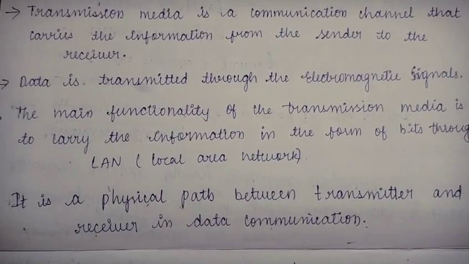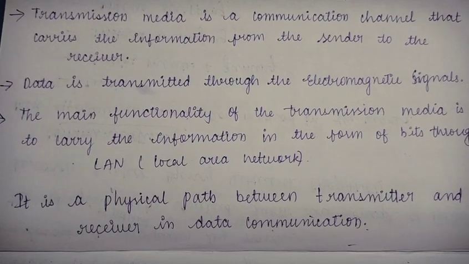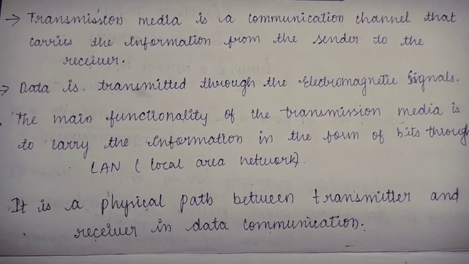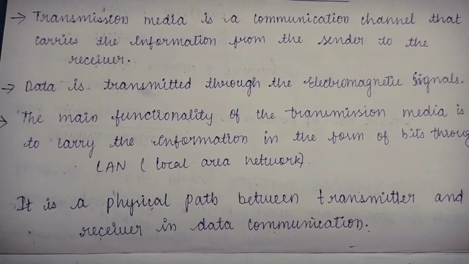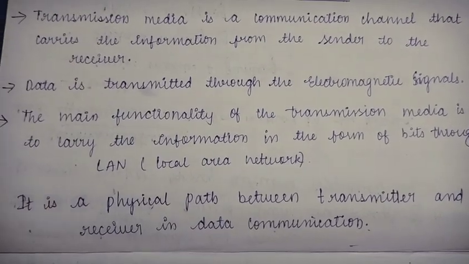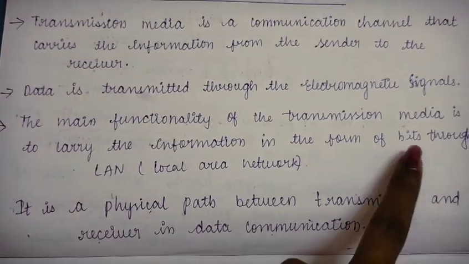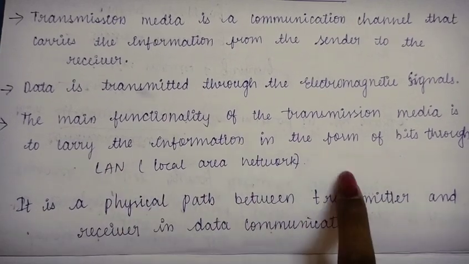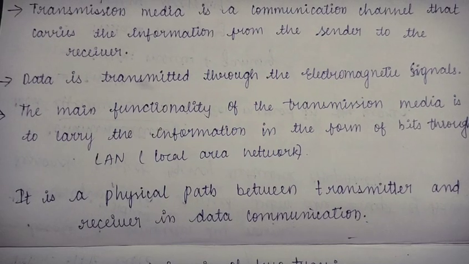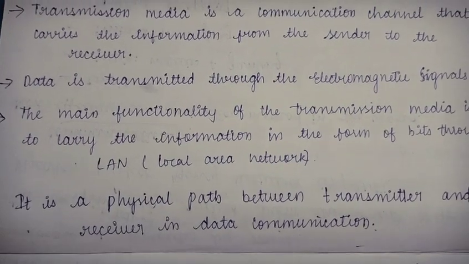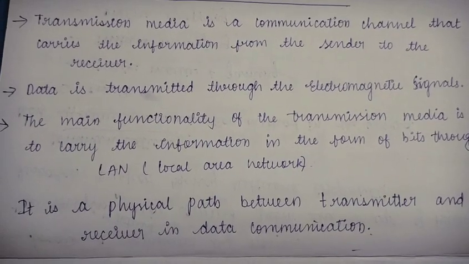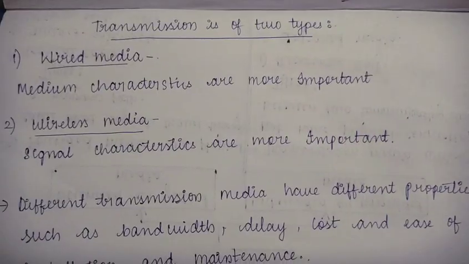So data is transmitted through the electromagnetic signals, right? The main functionality, so what is its main functionality? The main functionality of the transmission media is to carry the information. Their work is to carry the information in the form of bits through LAN. LAN is nothing but local area network. Okay, it is a physical path between transmitter and receiver in data communication.